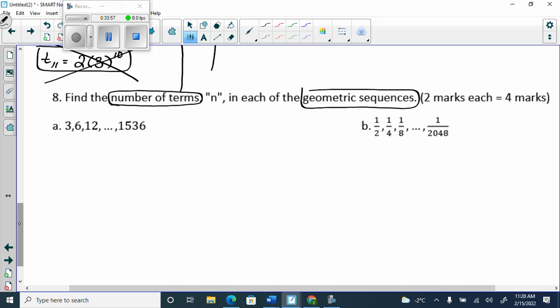So I'm going to write down what I know. I know T1 is 3. I know R is 6, T2 divided by T1, which is 3. And I know Tn is 1,536. And I know they want me to get n.